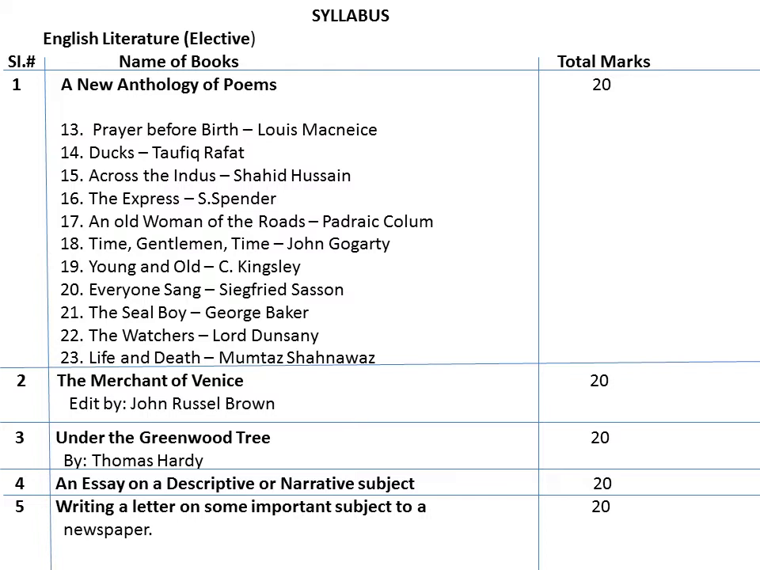The next book is the play by Shakespeare, The Merchant of Venice, also of 20 marks. We have one novel, Under the Greenwood Tree by Thomas Hardy, and this also carries the examination weightage of 20 marks. Next we have to complete the two grammar topics, one an essay on any descriptive or narrative topic, and the next one a letter to the newspaper, and both of these contents carry 20 marks each. Hence, it makes the total of 100 marks.